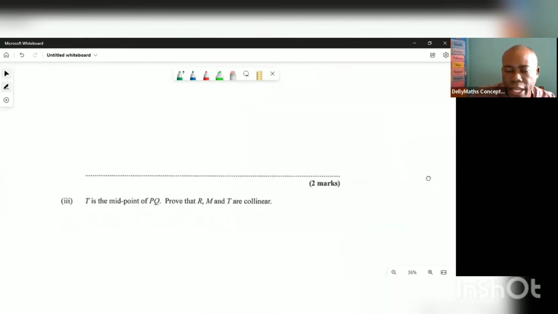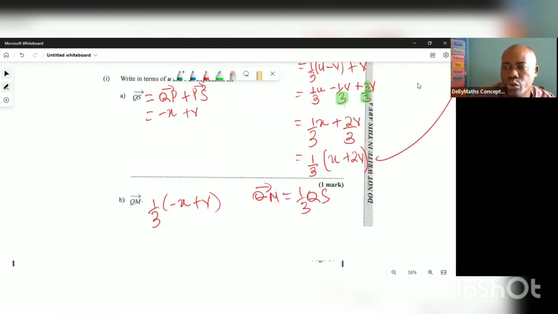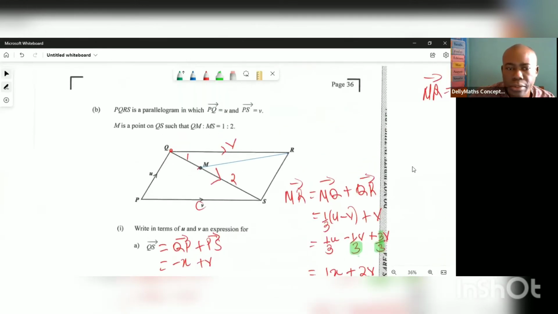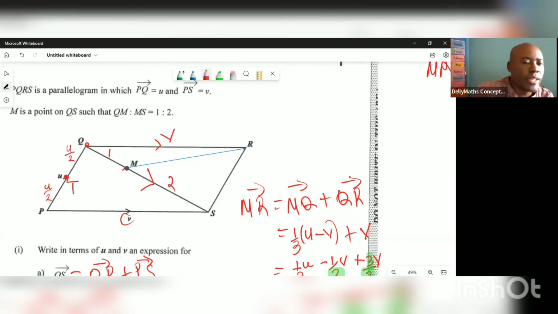So the next question says, T is the midpoint of PQ. So let's look at PQ. There is some T on this line, which is the midpoint. So we're saying that T is the midpoint. That means we understand that this will be U over 2 and this will be U over 2, because T is the midpoint. So it's going to split that U into 2 equal pieces.